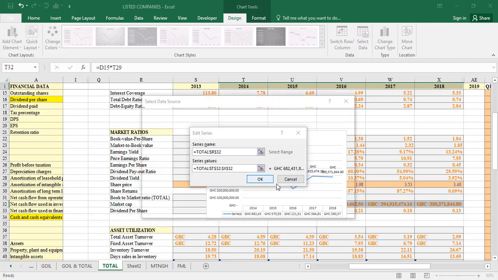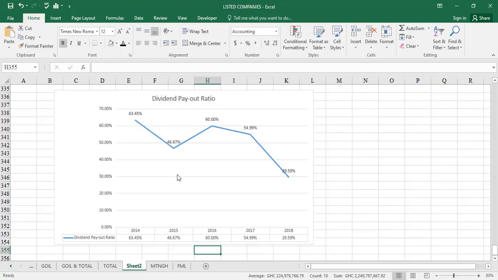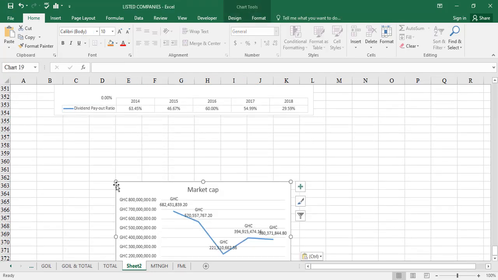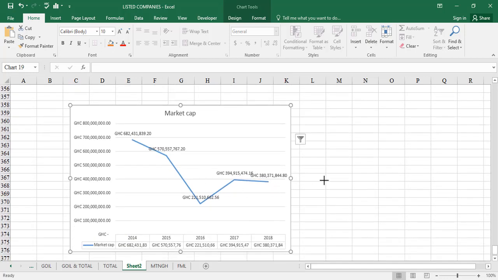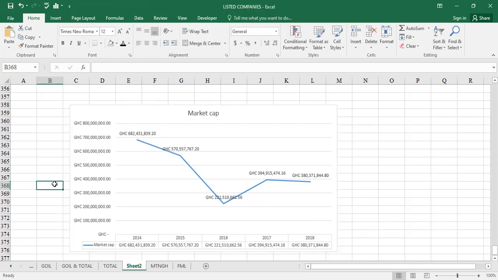So market cap. Yes, so we have the market cap. Let's take it to our blank sheet and then work on it. Okay, so there we have it. The market cap for Total Ghana. From 2014 through to 2018, we've realized that the market cap of Total, that is the value of Total, has declined from 682 million Ghana cedis to 380 million Ghana cedis.